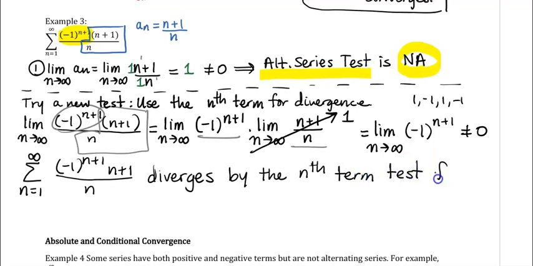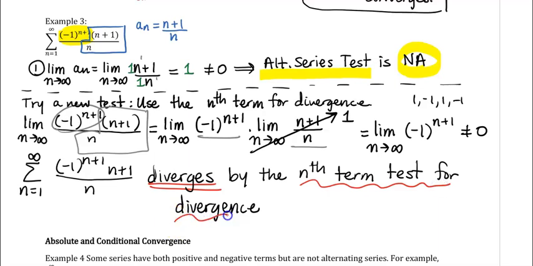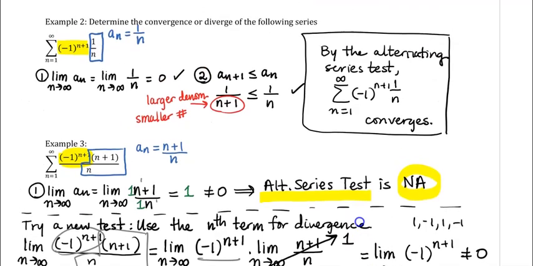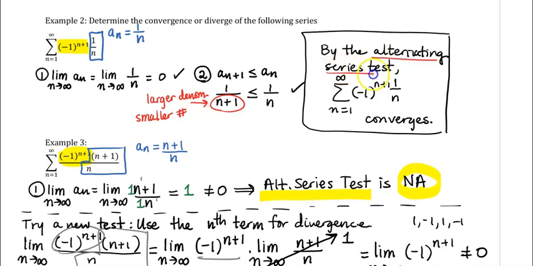And yes, I do expect to see your conclusion written. What does the series do? Does it converge or diverge? And how are you reaching that conclusion? Which test are you using, and what is your conclusion? That is how your answer should look for all of these.